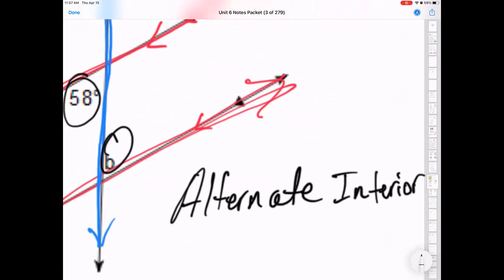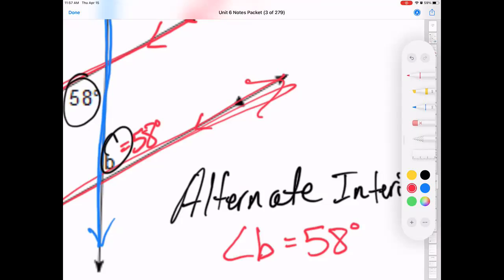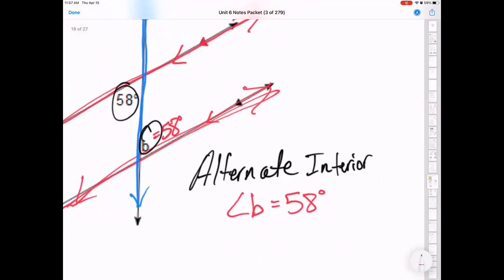Now, alternate interiors are always the exact same angle measure. So as a result, angle B is 58 degrees. It's going to be exactly the same. Any questions at all there?